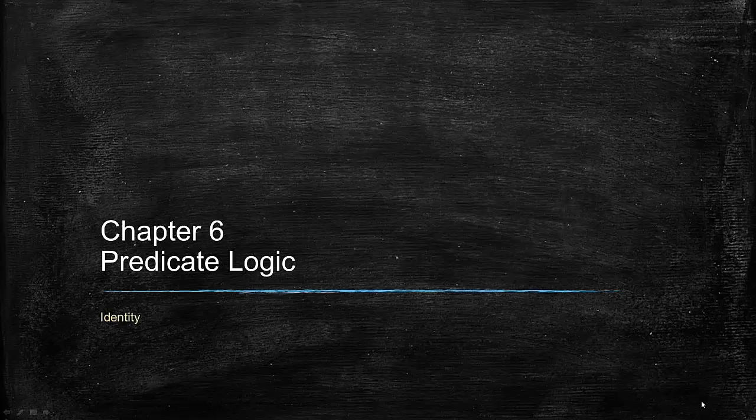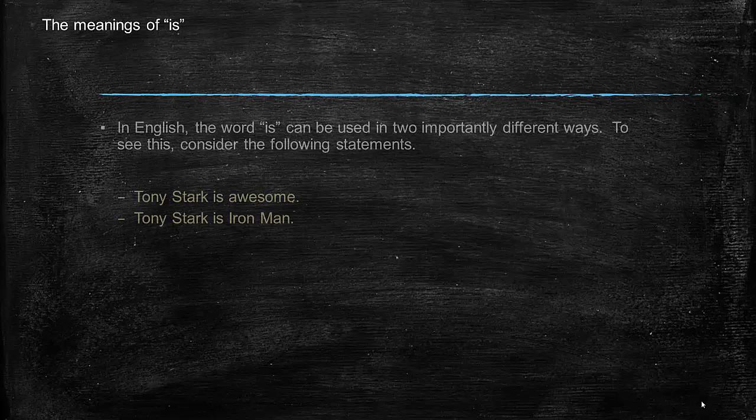So today we are going to add the relation of identity to predicate logic. We're going to augment the language by adding a particular relation that does some very useful work for us and expands the expressive power of the language. So in English, the word "is" has at least two different meanings. And in predicate logic, we want to be able to distinguish these.